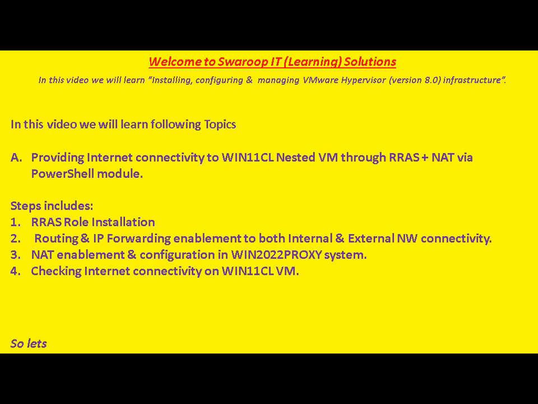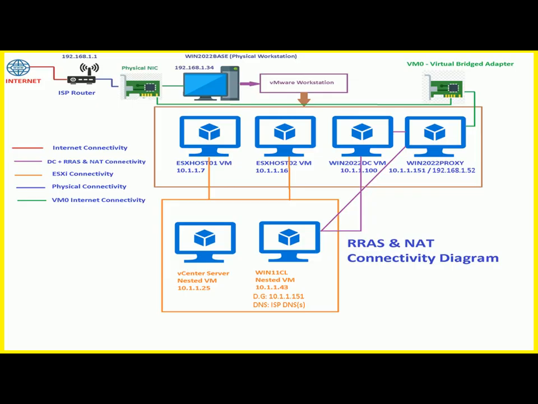Okay, so let's start. I will not explain this diagram in detail again; I have explained it in a previous module. It's the same thing: internet connectivity, physical NIC, then your virtual adapter which is connected to your Windows 2022 proxy, then NAT connectivity, and through that NAT connectivity we will provide the Windows 11 CL nested VM internet connectivity. If you want to listen to the detailed explanation, you can go back to that video. Okay, let's move on to the next step.